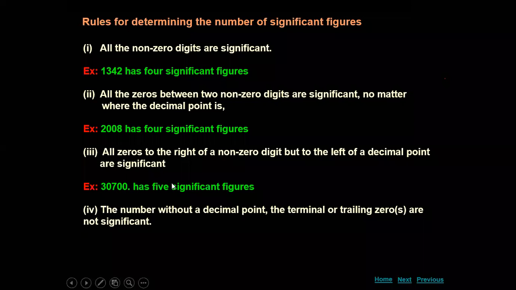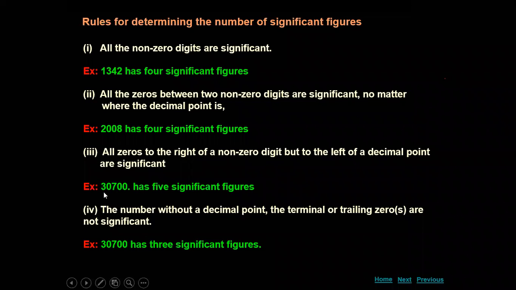We will go with the next rule and understand. For a number without a decimal point, the terminal or trailing zeros are not significant. See, 30700 is there. So these two zeros are non-significant. The trailing zeros are non-significant. But after trailing zeros, if there is a decimal like this, those are significant, and these should be after a non-zero digit. I hope you understood. With the fourth one, you will understand the third one. Trailing zeros are non-significant, but if there is a decimal point after them, those zeros are also significant.